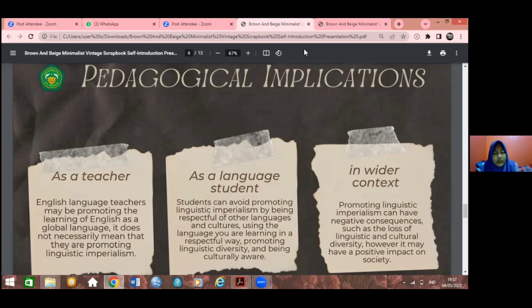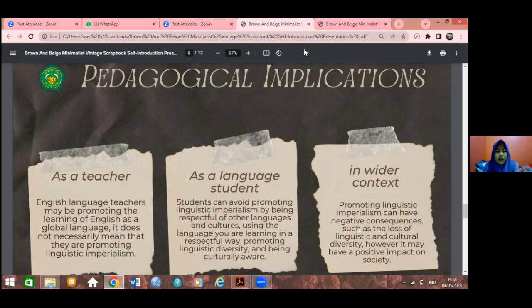English language teachers can promote linguistic diversity and inclusivity by, first, being sensitive to the linguistic backgrounds of their students, and the second one is avoiding linguistic bias and promoting respect for all languages. And the last one is creating a classroom environment that celebrates linguistic and cultural diversity and promotes inclusivity. It all depends on how they approach the teaching of English and their attitudes towards other languages and cultures.